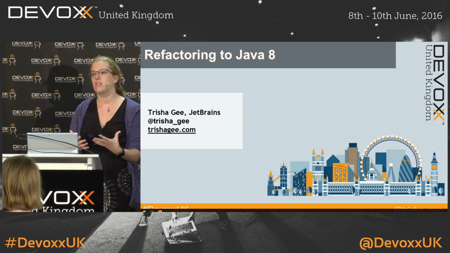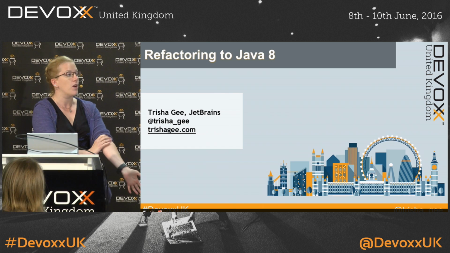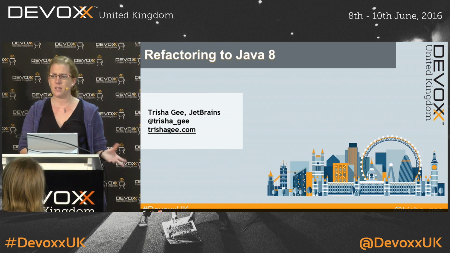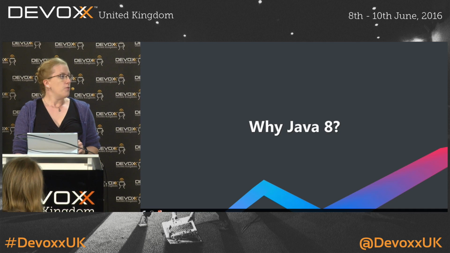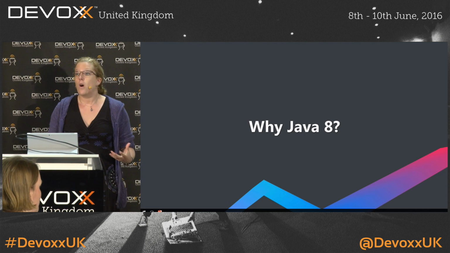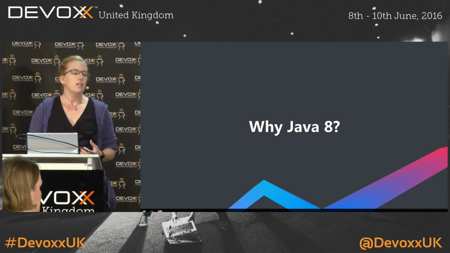So the whole point here is to take real code that we work on, Java 6 style code, and see what we can make use of in Java 8 to improve our lives. Before we do that, I think we need to take a step back and say why. Why do we want to use Java 8?